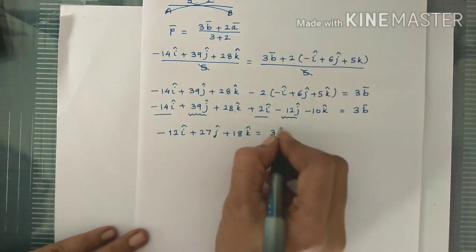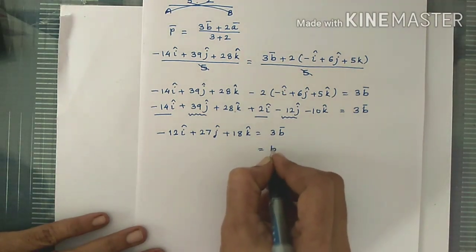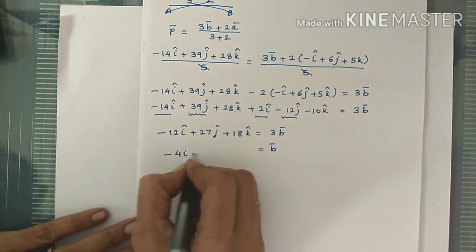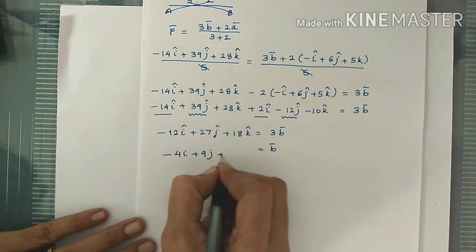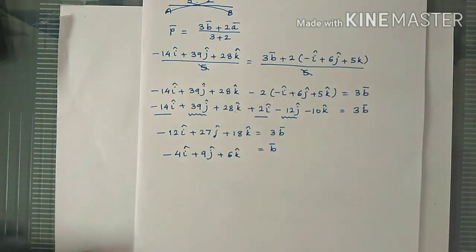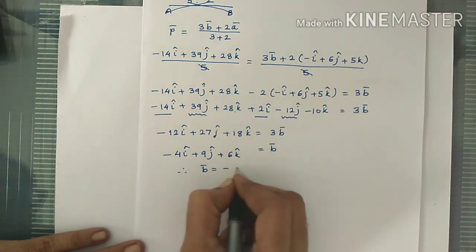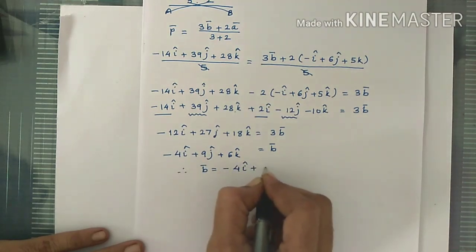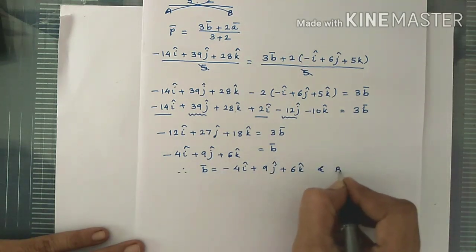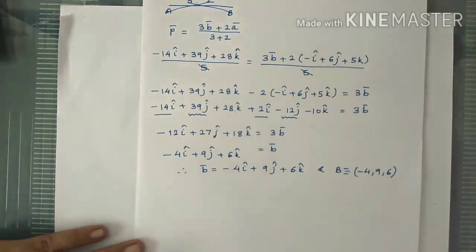This is equal to 3b bar. See here we can divide each term by 3. So dividing each term by 3 we get b bar. Dividing here by 3, 3 4s are 12, 3 9s are 27, and 3 6s are 18. So we have b bar as minus 4i plus 9j plus 6k. Therefore b bar equals minus 4i cap plus 9j cap plus 6k cap, and the coordinates of B are (-4, 9, 6). Okay.